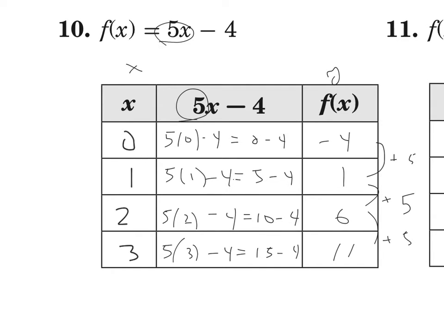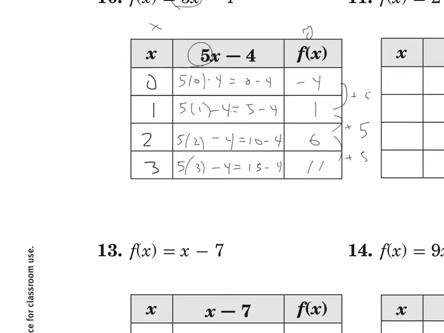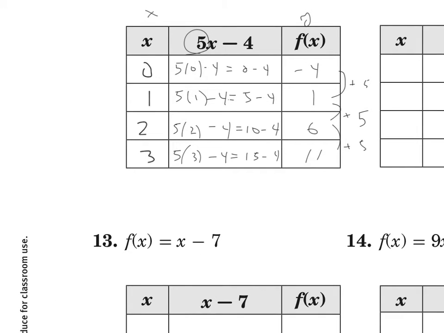Okay, so the next thing it asks us to do is to state the domain and the range. I'm going to do this the easy way. The domain are these numbers here, the 0, 1, 2, and 3, and the range are these values, the negative 4, 1, 6, and 11. Those are the range, and the 0, 1, 2, and 3, that is the domain.